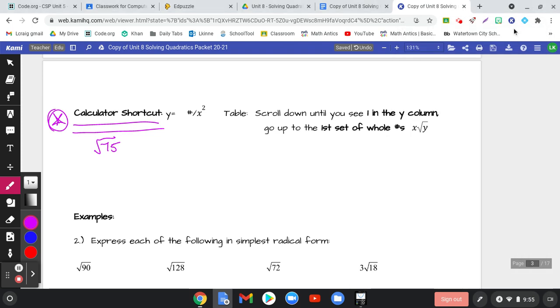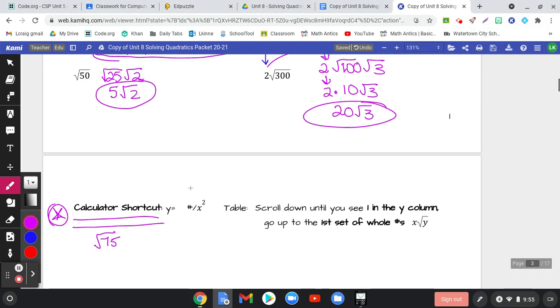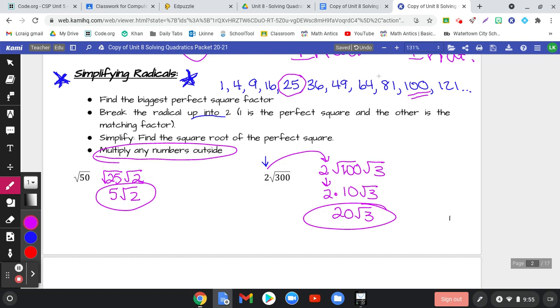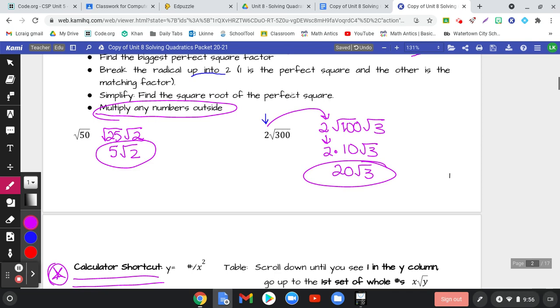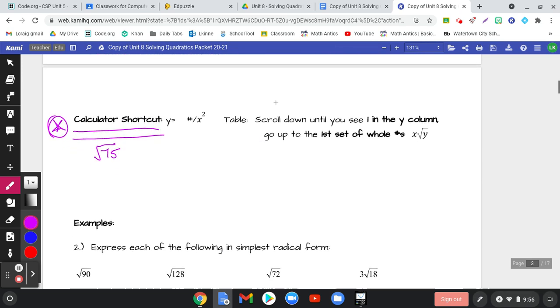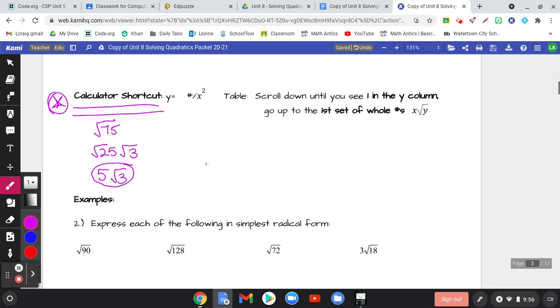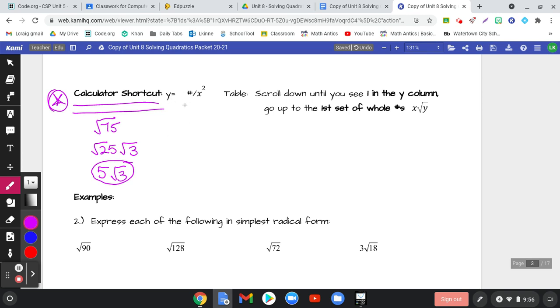So you need to think about the biggest perfect square that goes into it. Here are some of the first perfect squares. 25 times 3, think of change. 75 cents, 3 quarters. So by hand, you would do 25 times 3. Each one gets its own radical. The square root of 25 is 5, and then bring the radical 3 down. Now, again, sometimes those numbers can be difficult. Sometimes you don't know your perfect squares. So we're going to let our calculator help us.